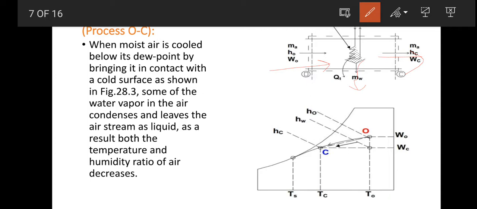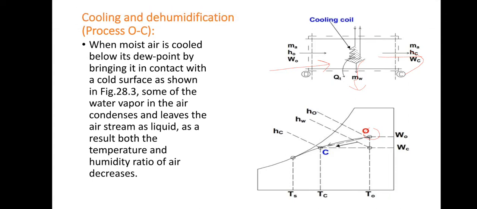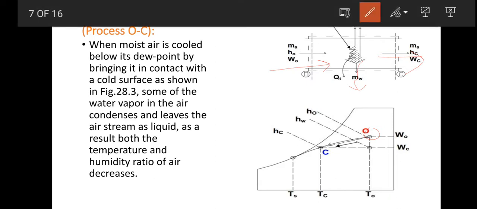Here O is the initial point, and from it we take the process as cooling and dehumidification. Cooling we have already seen for the sensible cooling process, it takes place from right hand side to left hand side. Again here it is moving from right to left. For dehumidification, the humidity will be reduced. So at point C, Wo is the specific humidity at point O, and Wc is the specific humidity at point C.